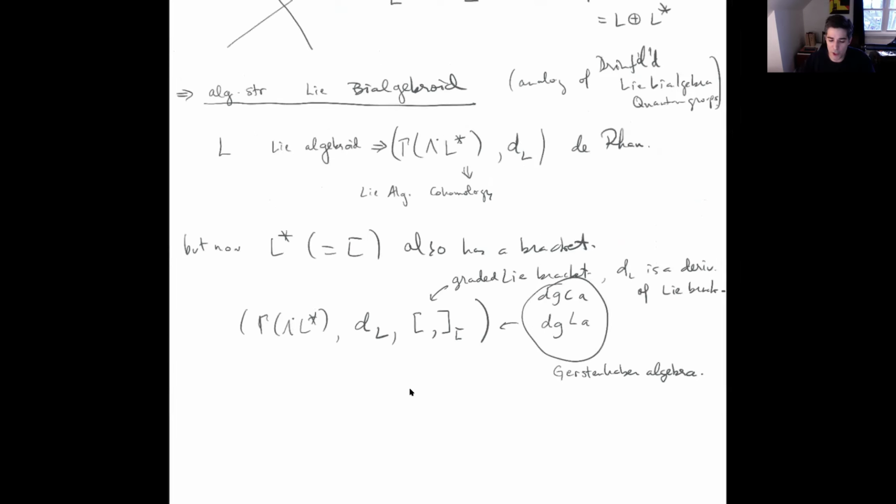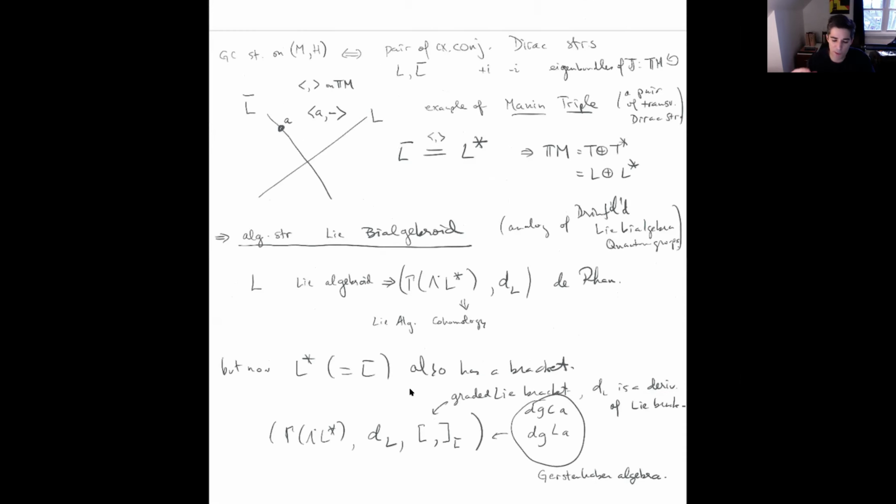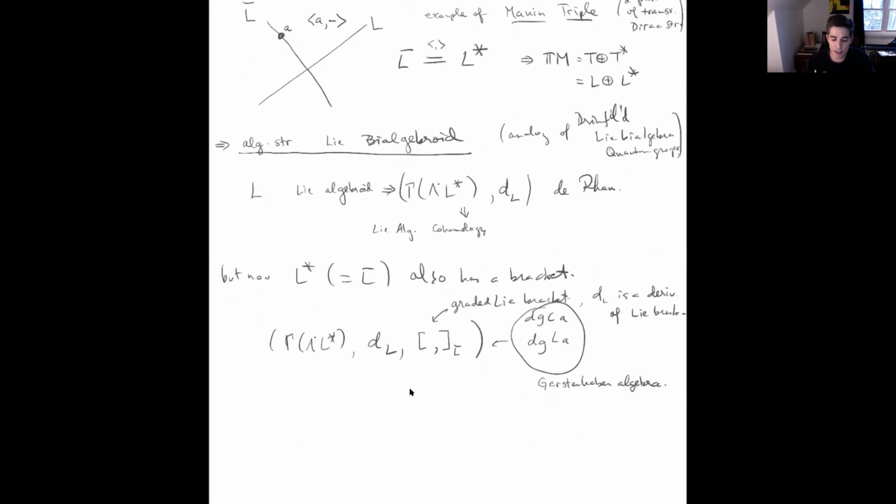Okay, any questions so far? All I did was use the pair of Dirac structures. I'm saying something which is not obvious. You need to check that this is a derivation of this bracket. It's not difficult, but it's not obvious. Any questions about this?